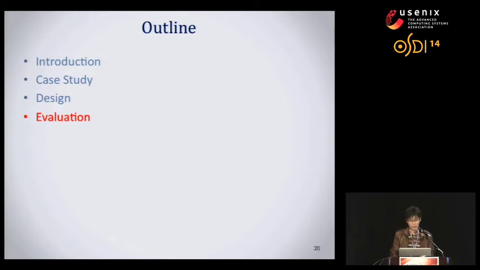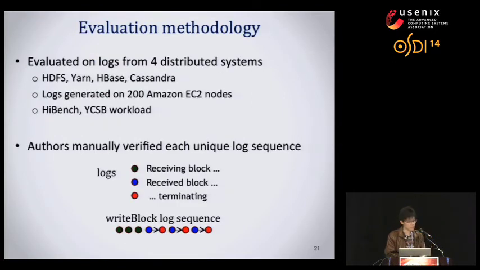Iprof is evaluated on logs from 4 different distributed systems, including HDFS, YARN, HBase, and Cassandra. And logs are generated on 200 nodes using HiBench and YCSB workload. And to verify whether we group logs correctly, we manually verify each unique log sequence, which means, as in this example, this is a log sequence for write block request. It consists of 9 logs. And for all the write blocks that print this log sequence, we aggregate them together and verify once for all of them.